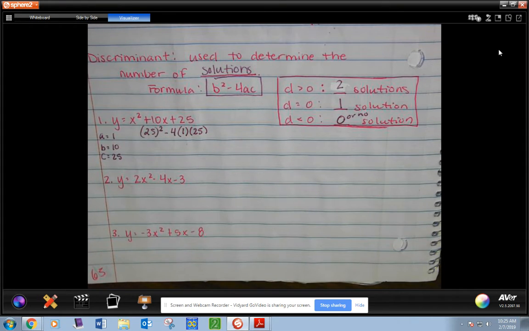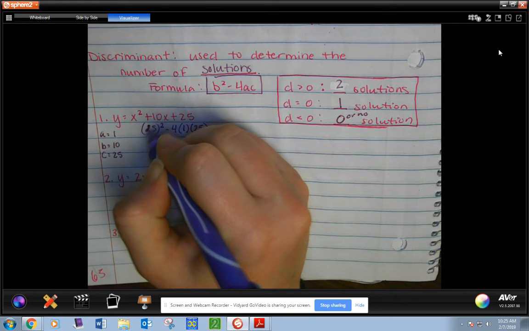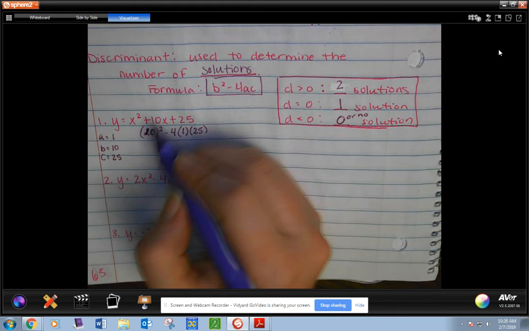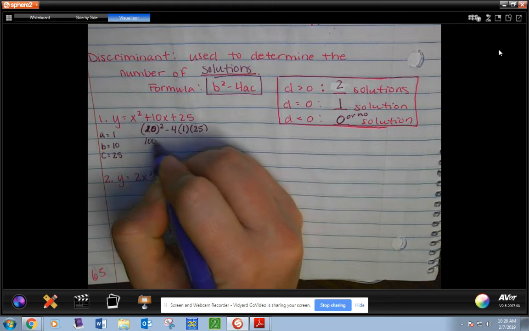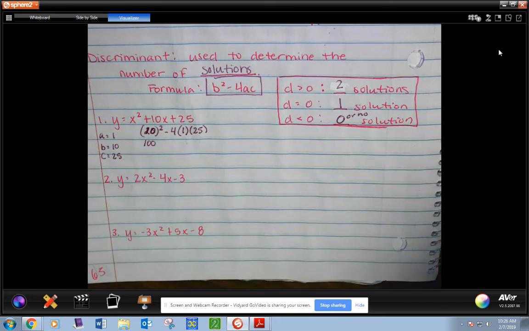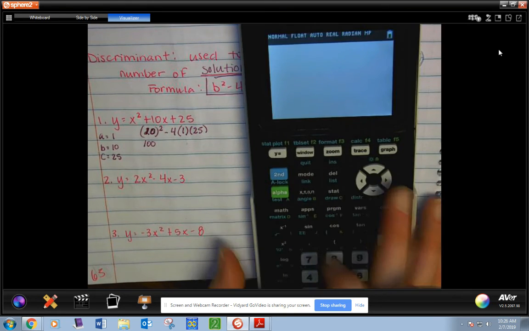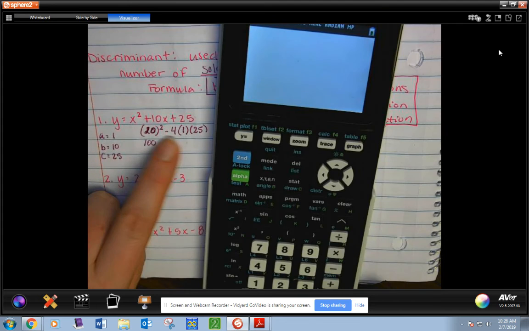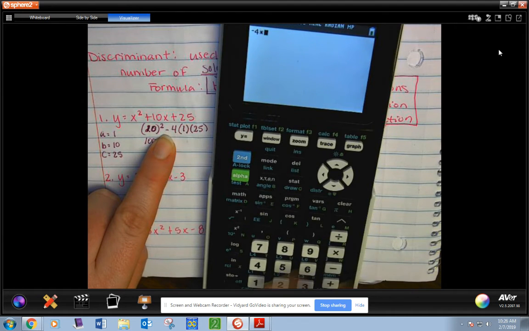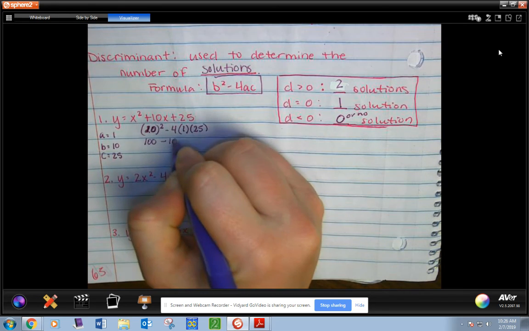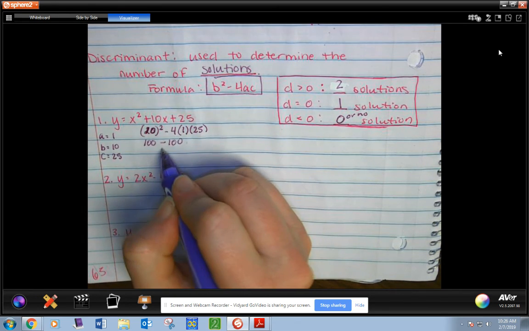I wrote that wrong. This is not 25 here. This is 10. I apologize. I was looking at something else and wrote the wrong thing. Okay, so when you do 10 squared, you get 100. And if you need to use your calculator, you can. This is going to be -4 times 1 times 25, which gives me -100. So 100 minus 100 is 0.